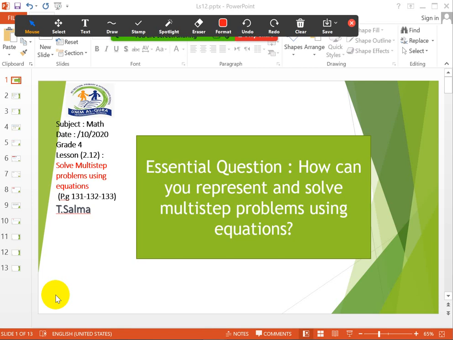multi-step problems using equations? So today we will solve problems together and we will learn how to solve the problems step by step. So let's start together.